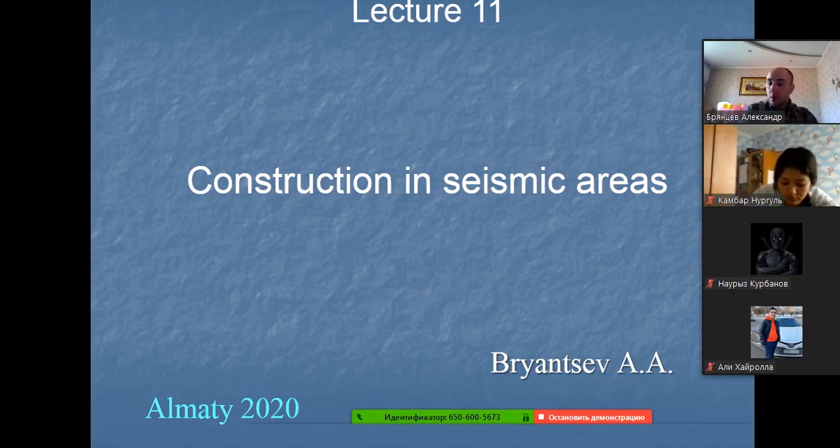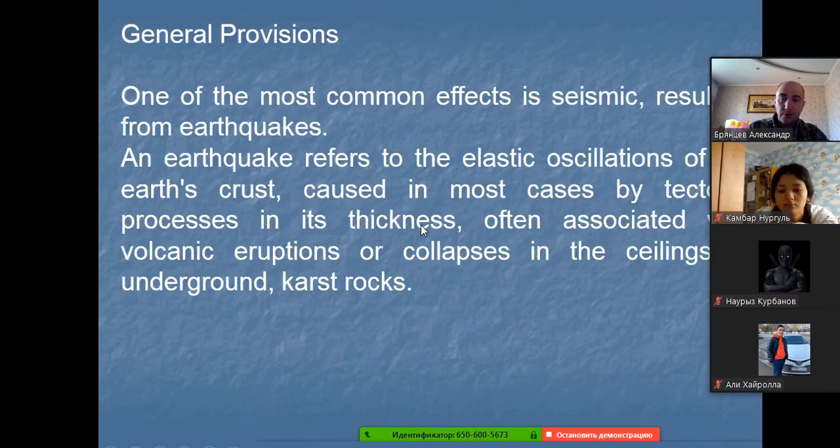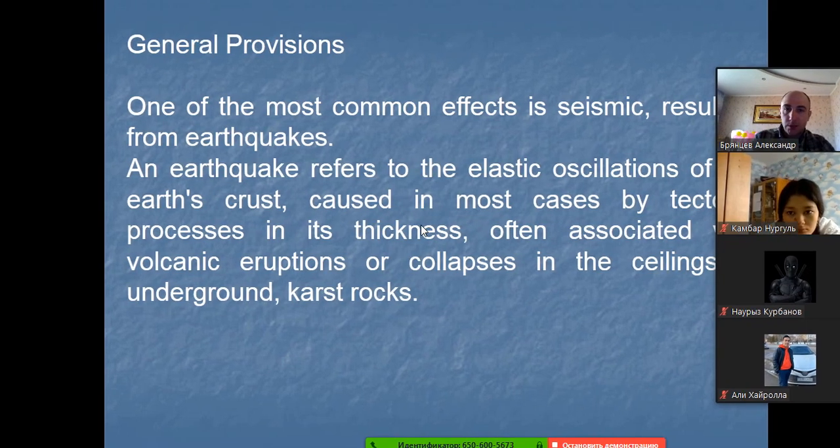Okay, today we'll talk about construction in seismic areas. Construction in seismic areas may be one of the most important parts of construction, because seismic resistance is an important task for buildings and structures located in regions where earthquakes are one of the important loads which should be taken into account during the design and calculation of the building.